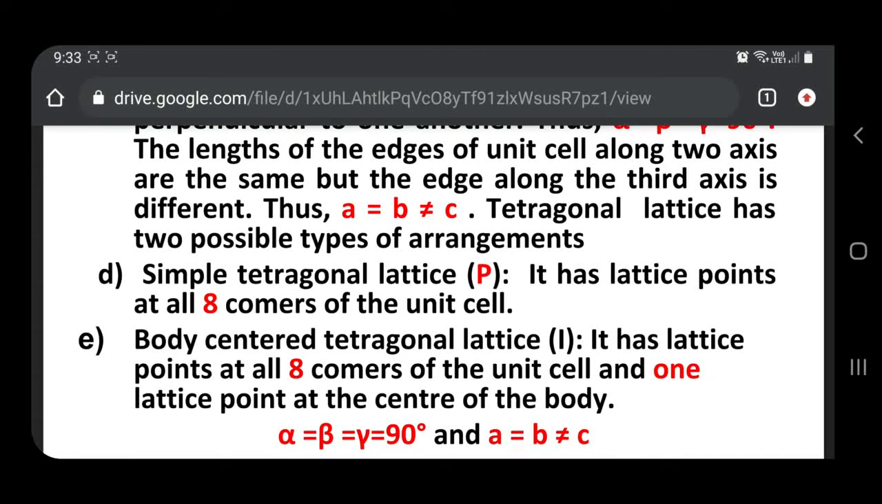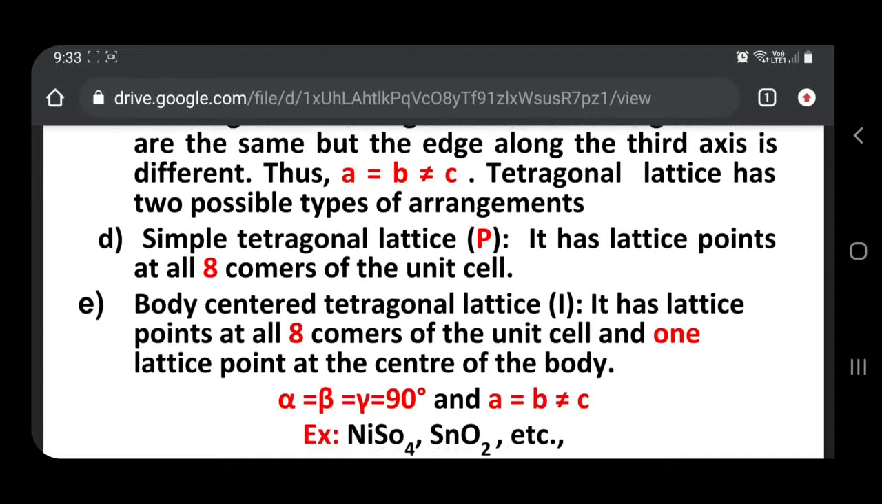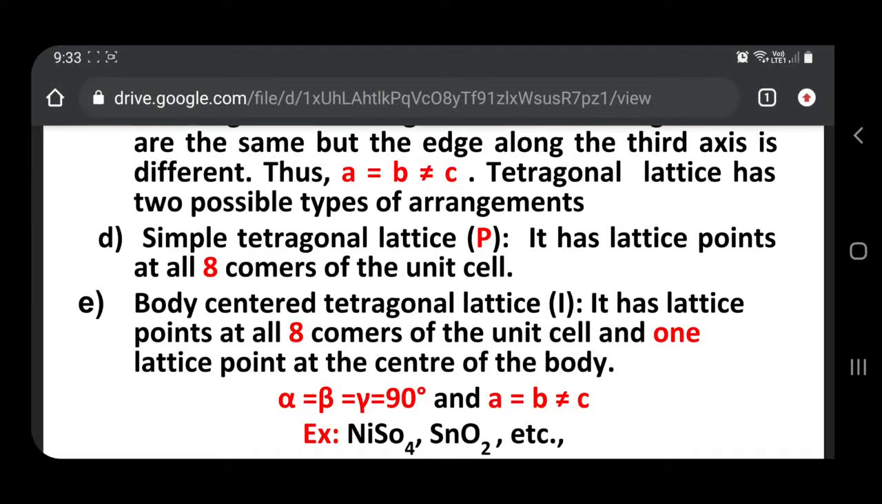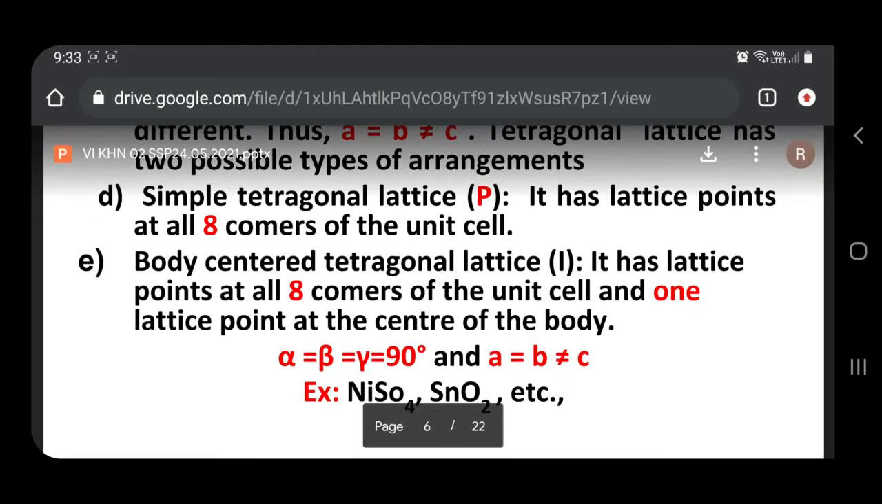And the tetragonal lattice has 2 possible types of arrangements. The first one is the simple tetragonal lattice, which is primitive. Number of atoms per unit cell is only 1. It has lattice points only at the corners of the unit cell, where you can hang a molecule or ion or atom.